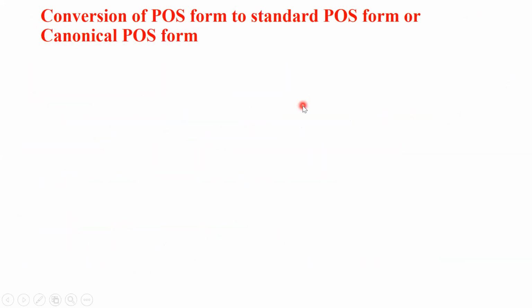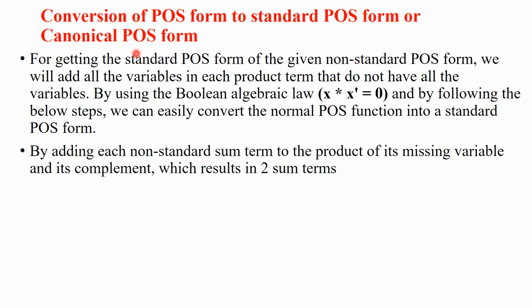Now the second one after this is conversion of non-standard product of sum to a standard product of sum form. Again, what I do, I will use now the Boolean law here, since it is the product of sums. Previous one was X plus X dash is equal to 1. Now I will use this identity X into X dash, which is equal to 0.